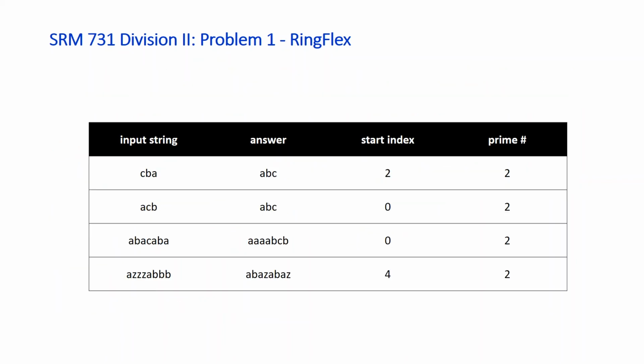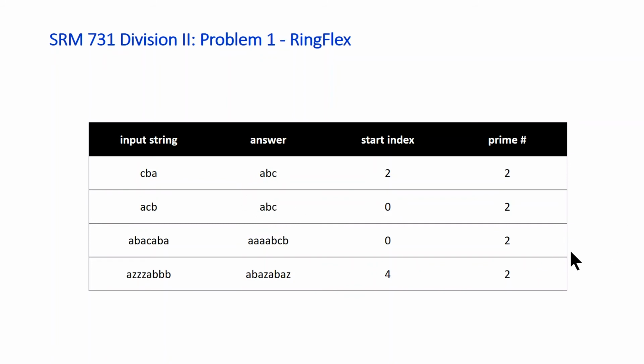So here we have 4 examples that were provided to us by Topcoder. Our input strings are in our first column, the answers in the second, and the start index and the prime number that you're going to use to jump from character to character are shown in the third and fourth columns. So we're going to very quickly walk through how we get the answers. You can see that this is the lexicographically smallest string we can generate using the rules defined in the problem.